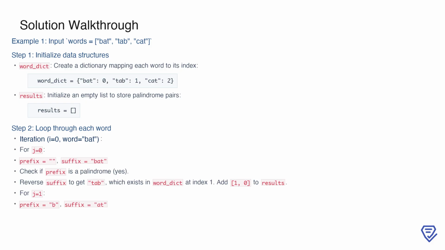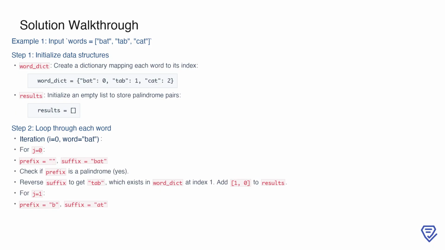To solve the problem of finding palindrome pairs, we start by initializing two data structures. First, we create a dictionary called word_dict that maps each word in the input array to its index. For the given example, words equals bat, tab, cat, the dictionary becomes bat 0, tab 1, cat 2. This allows us to quickly look up the index of any word or its reverse. Next, we initialize an empty list called results to store the indices of any valid palindrome pairs we identify during the process. Once these structures are in place, we loop through each word in the input.